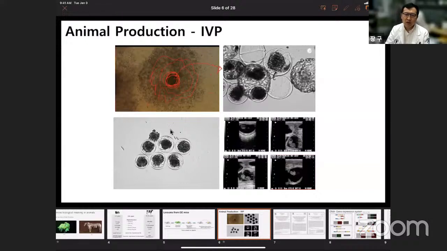It means that we get a giant calf. The giant calf is a kind of dystocia problem between the mother and the baby. So it is one of the big issues in in vitro fertilized embryos. However, our culture medium is a well-developed system without any animal serum.